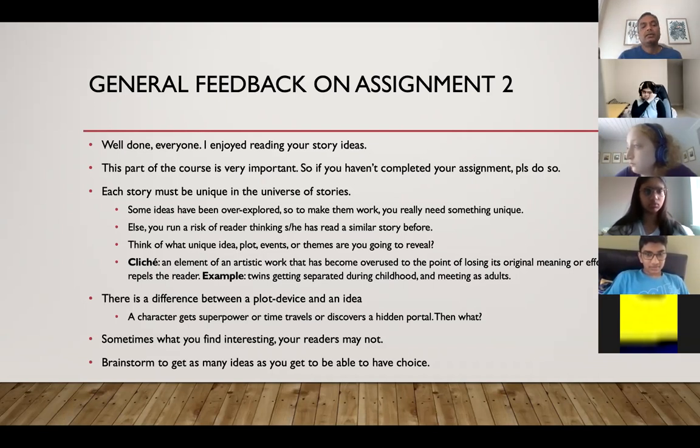Like we said, you have to think about this, right? A character gets superpower or time travels or discovers a hidden portal. That's all okay. But then what, right? So at best, these things can be plot devices. These things can be the background of your story, but they cannot be the main idea, right? Because then there is hardly any uniqueness there. So think about that.